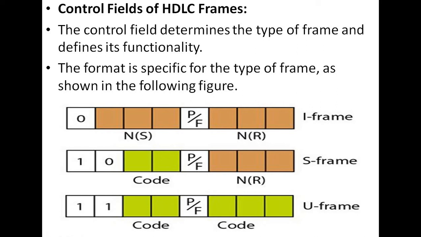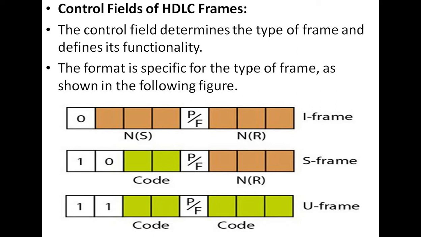Okay, so what are the different types of S frames? There are 4 types of S frames. First is receive ready, second is receive not ready, third is reject, and fourth one is selective reject. Okay, so first is receive ready.